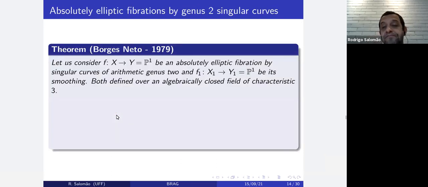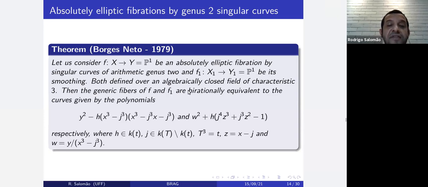So the first one is the characterization of the generic fiber of F and of its smoothing. Okay, so if F is an absolutely elliptic fibration by singular curves of arithmetic genus 2 and F1 is its smoothing, both defined over an algebraically closed field of characteristic 3, then the generic fibers of F and F1 are birationally equivalent to the curves given by these two polynomials respectively. Okay, so here is the equation for the generic fiber of the fibration F, and here is the equation of the generic fiber of its smoothing.